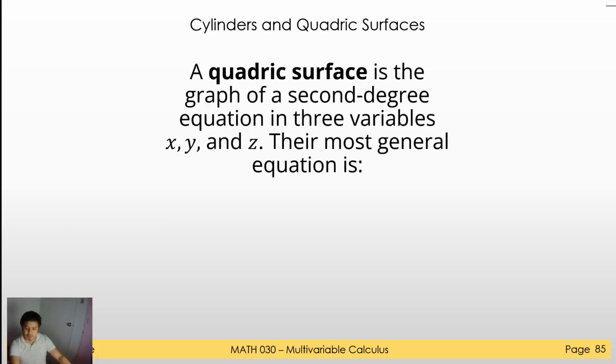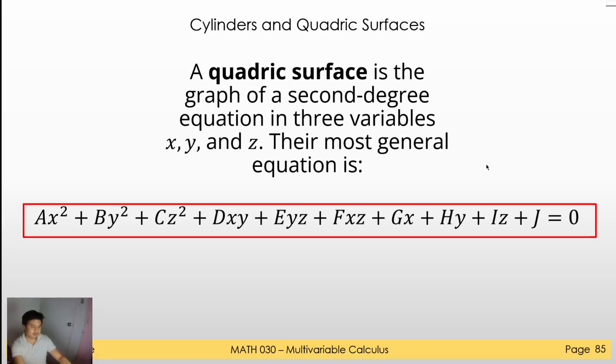Okay, so now for quadric surfaces. A quadric surface is a much more general way to represent a surface in second degree. So you can say that a cylinder is a quadric surface. Quadric surfaces are above the cylinder. So we have a general form of a quadric surface. Actually, it is hard to imagine what a quadric surface is. We can just draw a quadric surface.